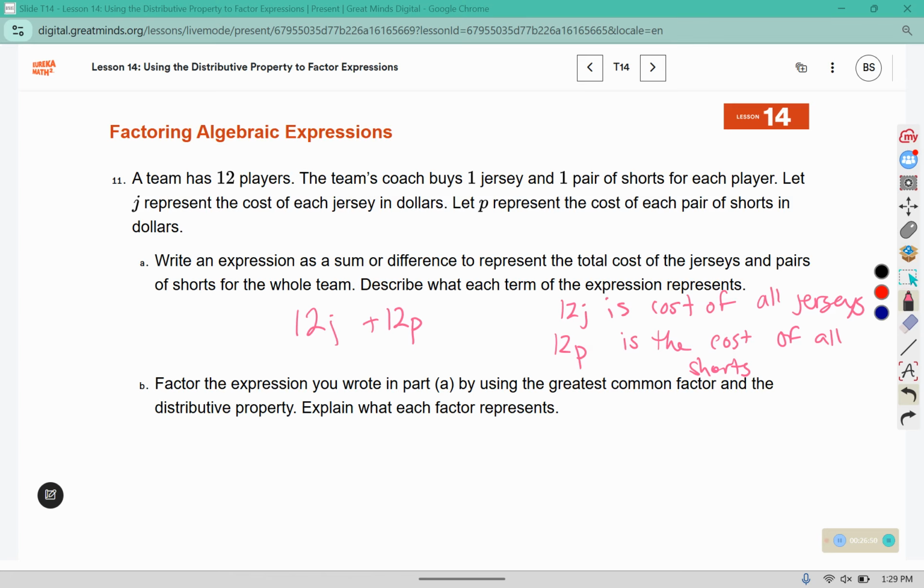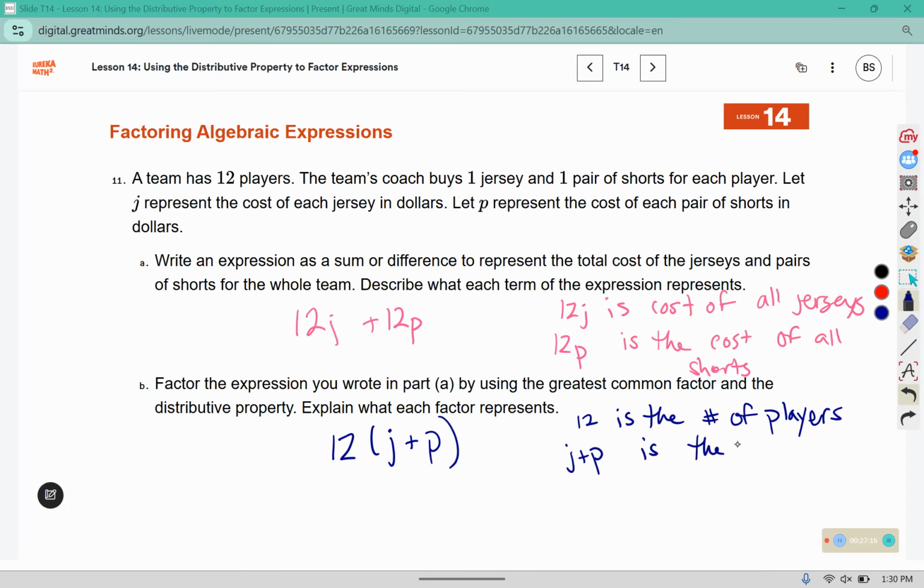Factor the expression you wrote in Part A using the greatest common factor. 12 goes into both 12J and 12P. That leaves us with a J and 1P. 12 is the number of players, and J plus P is the price of a uniform, or a set of a jersey and a pair of shorts, for each player.